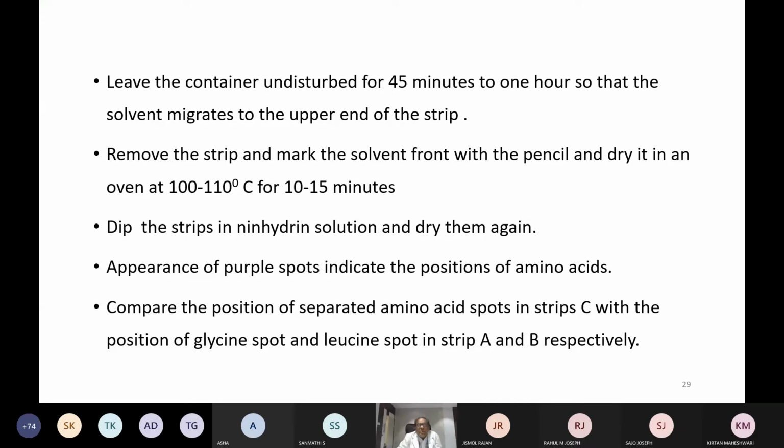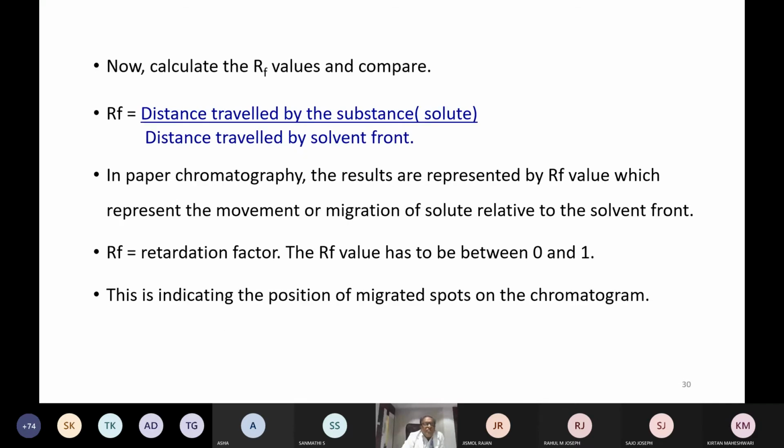The ninhydrin is the one which is a common test for identification of any proteins. Once the purple color spot is formed, that indicates the position of the amino acids. Now we have to compare the position of the separated amino acid spots in strip C with the position of the glycine spot and leucine spot in A and B, or the pure ones separately, so that up to what level the glycine and the leucine have moved, you can make out with the unknown sample.